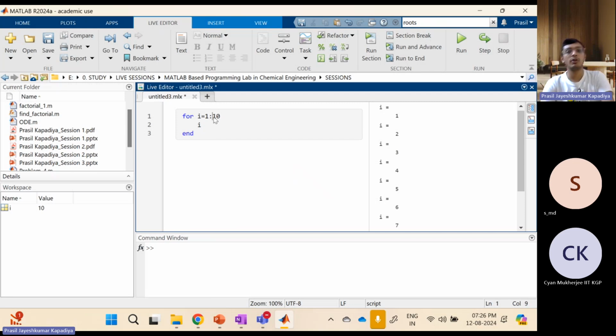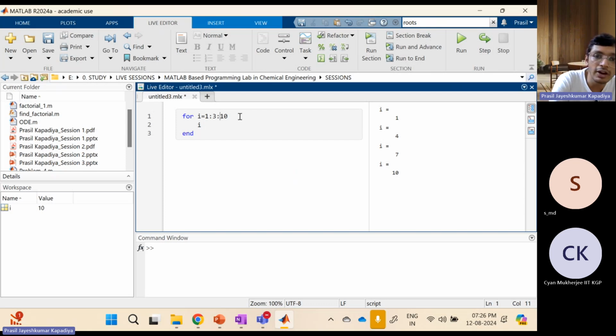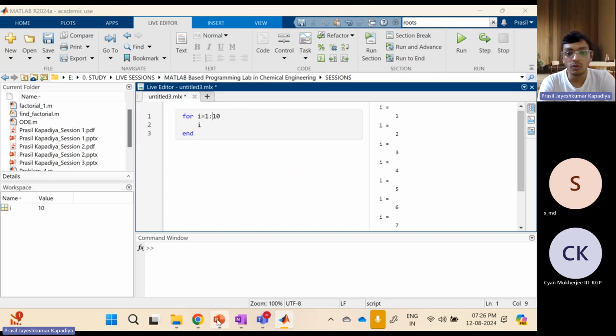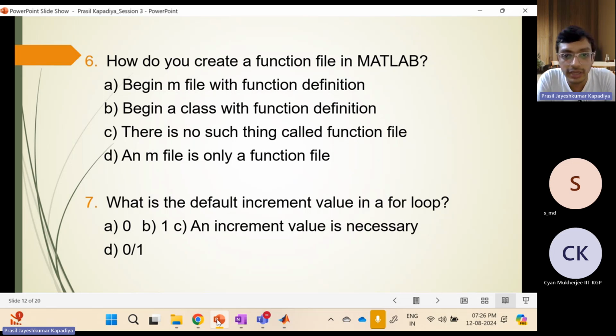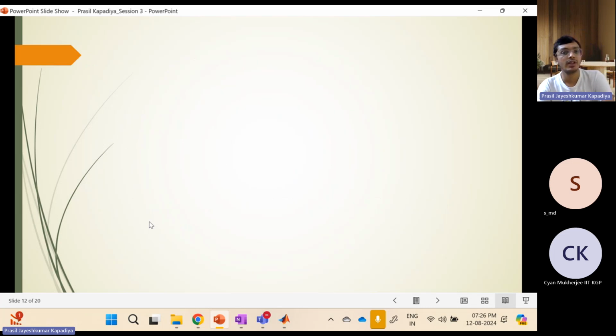But let's say I don't want to go in intervals of 1, I want to go in intervals of 3. So I need to put 3 between 1 and 10, 1 colon 3 colon 10. This will give 1, 4, 7, 10. Whenever we are not writing anything, it automatically takes it as 1. So the default increment value for a for loop is 1. So the answer should be answer B.